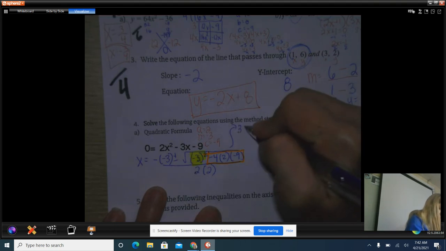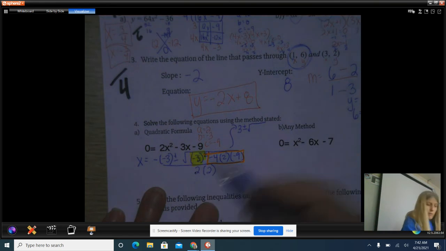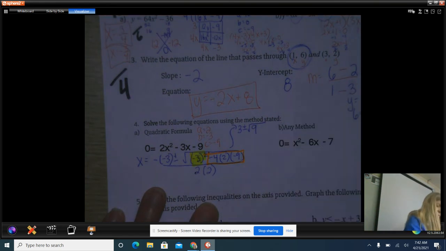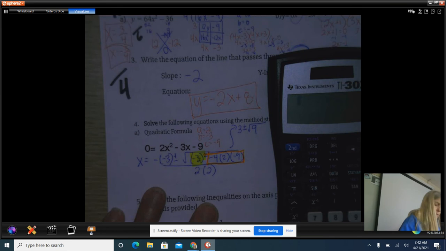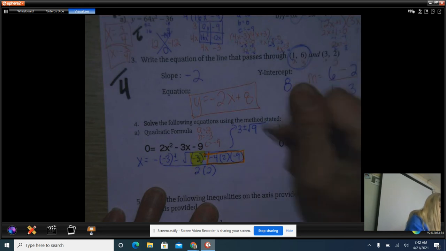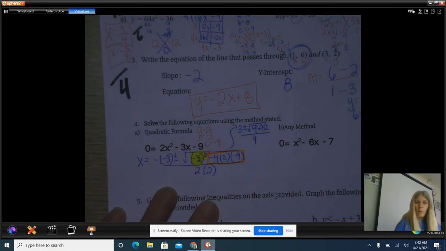So we have -(-3) is 3, plus or minus the square root. -3 times -3 is +9. And then we have -4. Remember to use your negative at the bottom of your calculator. -4 times 2 times -9 is +72, all divided by 2 times 2, which is 4.